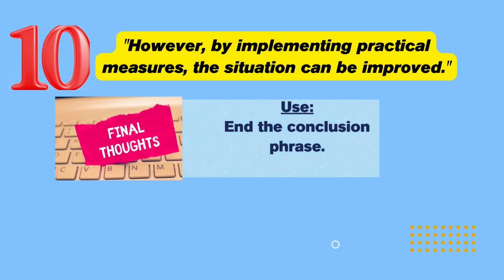And finally, phrase 10, which can also be your final phrase, is, however, by implementing practical measures, the situation can be improved. Here, you don't have to insert any problems or solutions. This whole phrase just summarizes the whole idea of your essay in itself. So use this at the end as the end to a conclusion phrase, which can be used for any essay type as it is. So congratulations, if you've made it so far, you have mastered the 10 essential phrases that will help you boost your IELTS score for the problems and solution essay type.